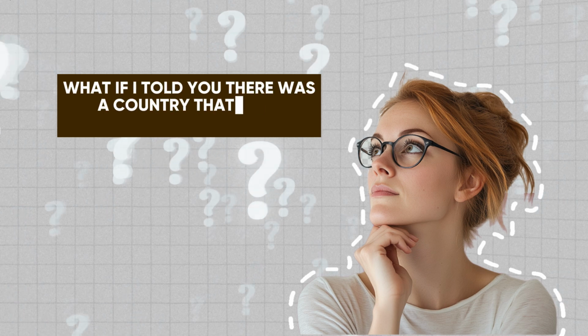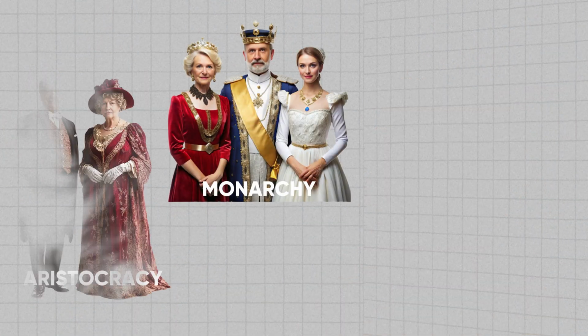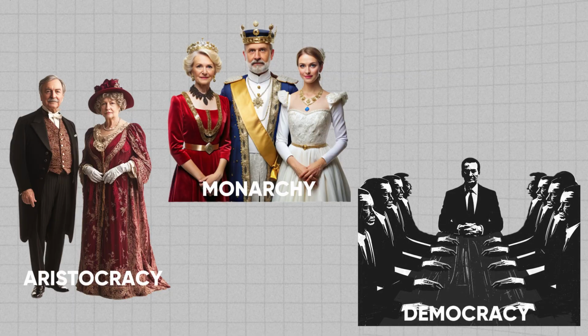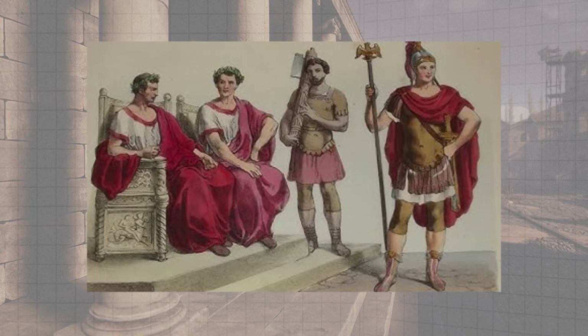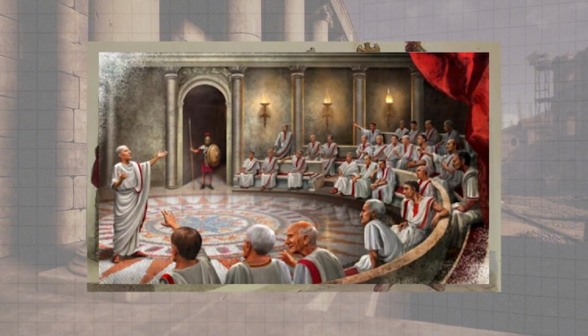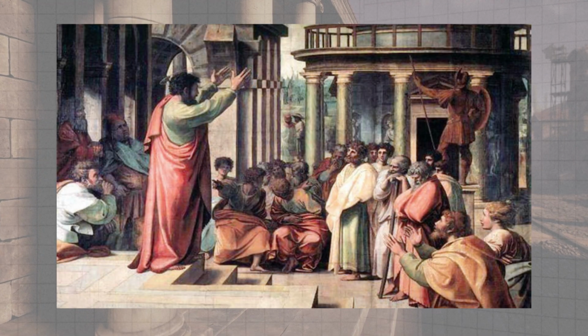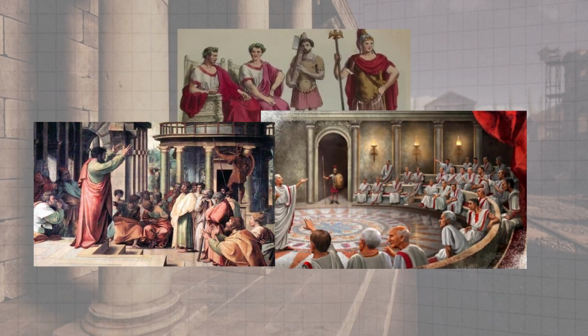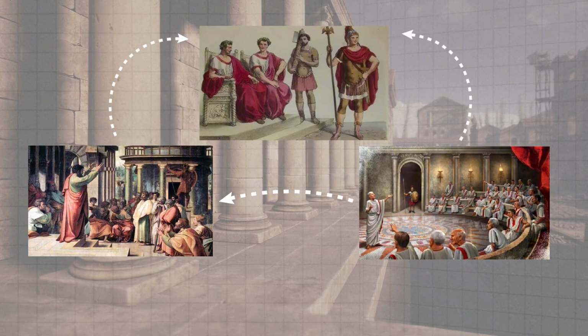What if I told you there was a country that was at the same time a monarchy, an aristocracy, and a democracy? Ancient Rome is a perfect example. It had consuls who ruled like temporary kings, a senate controlled by elite families, and popular assemblies where citizens could vote. On paper, it wasn't just one system, it was a blend of several, all competing and balancing each other.